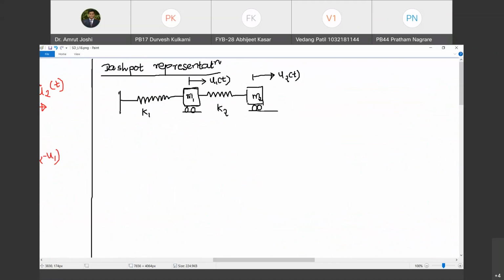U1 of T is displacement of mass M1 at given instant of time. U2 of T is displacement of mass M2 at given instant of time. Mind you, it is not U1 into T, it is not U2 into T. U1 and U2 are functions of time. T is argument. Are you with me?